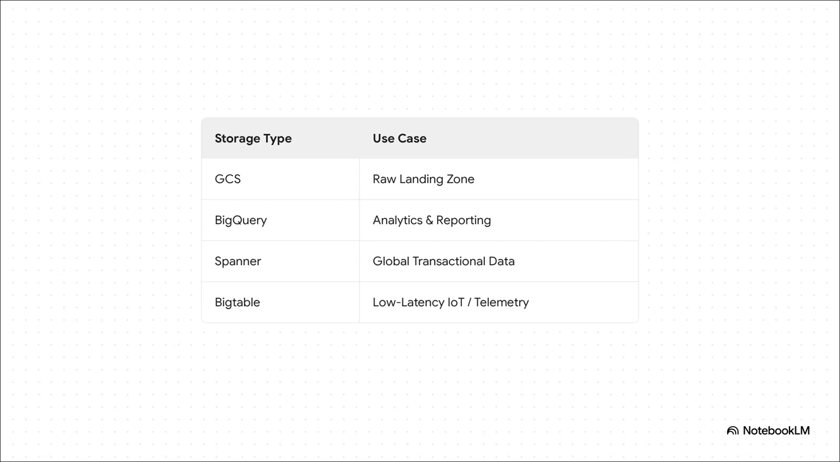But what if you have something different? What if you have, say, financial transactions that need to be perfectly consistent all over the globe? That's Spanner. Or what if you have just insane amounts of data from IoT devices that you need to read in a split second? That's what Bigtable is for. It's all about using the right storage for the right workload.